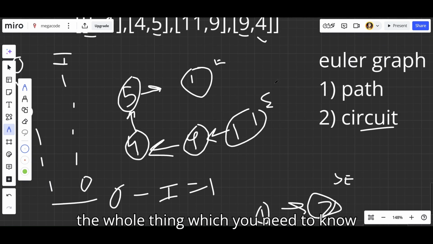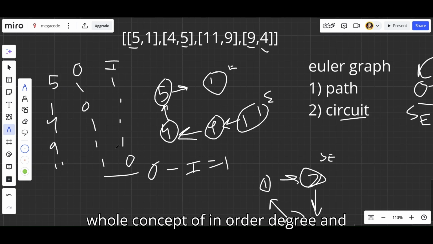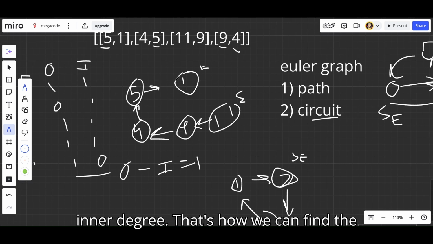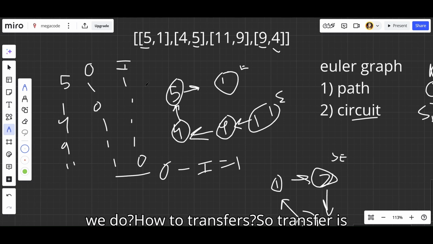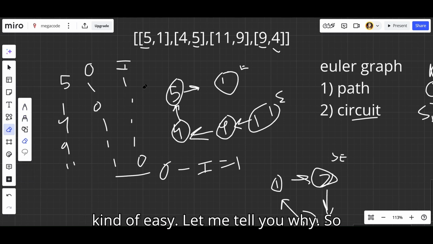So that's all. That's the whole thing you need to know about the concept, and that's the whole concept of outer degree and inner degree. That's how we can find the starting node. Then after that, what can we do? How to traverse? So traversal is kind of easy. Let me tell you why.